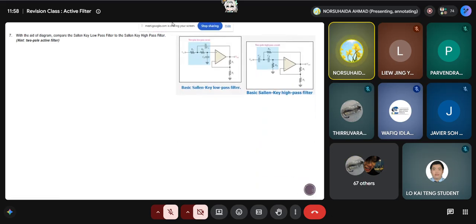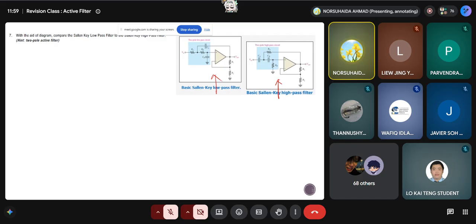Right, so this is the figure for that. With the aid of diagram means that you have to draw. This is the Sallen-Key low pass filter. This is the Sallen-Key high pass filter. This is high pass, this is low pass. Please memorize how it looks like.